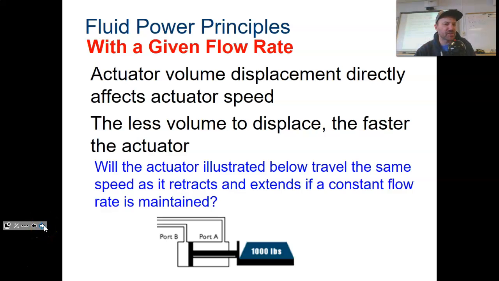You could maybe build in electronics to limit that, to reduce your flow. If you want to make them go the same speed, you could reduce your flow while you're retracting and then increase your flow while you're extending.